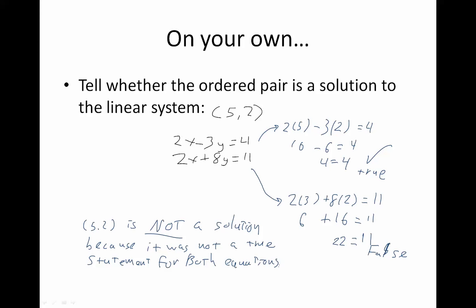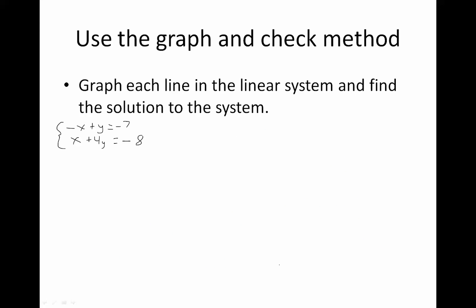All right. If you've got questions on that, make sure you leave them in the comments or come and contact me. But let's go ahead and move on to our next example. So we're going to use the graph and check method. We're going to graph each line in the linear system and find the solution to the system. In other words, we're going to graph them both and find the intersection.